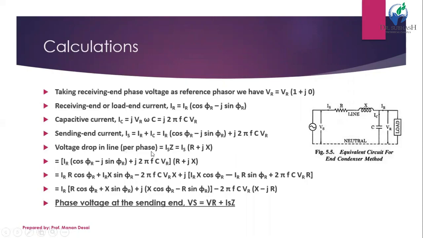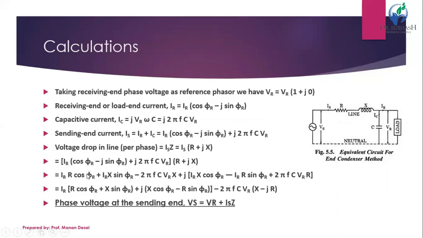Now voltage drop. ISZ, where Z means R plus jX. So the voltage drop is ISZ in the whole transmission line. Now ISZ we can calculate with IR cos phi r minus j sin phi r plus j 2 pi f CVR, times R plus jX. So we put the IS value here.